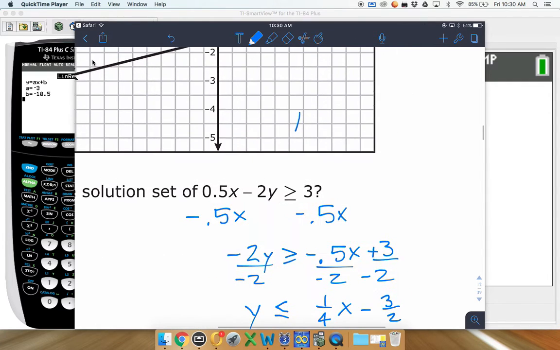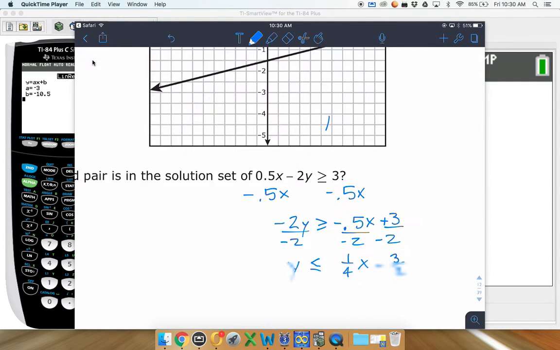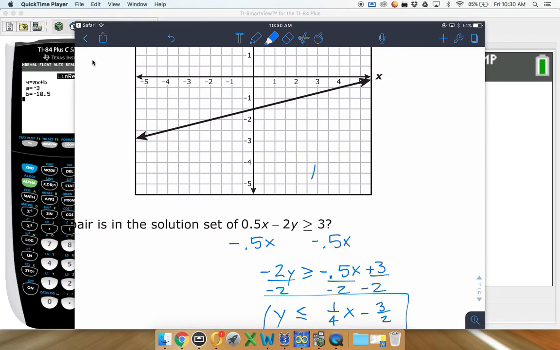We're not really concerned about that because they already graphed it. The reason I solve for y is to figure out what's going on with the shading. The shading here is going to be less than or equal to, so that means we need to shade down.